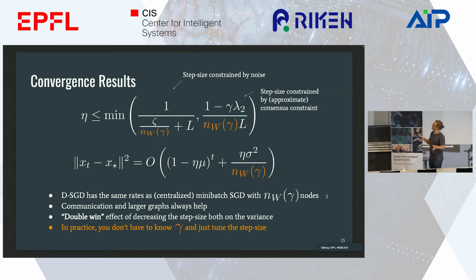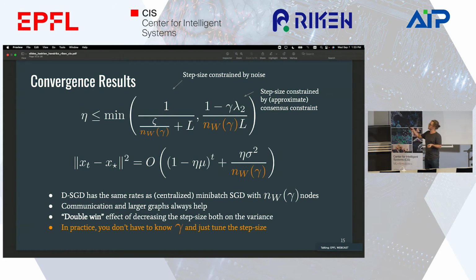And so with this assumption, we get the following convergence theorem. If you look at the step size, it's limited by two terms. The first term is basically how the step size is constrained by noise. We see that it's constrained by the smoothness of the global objective plus the stochastic smoothness divided by our effective number of neighbors. And then we get a second term, which is from collaboration.